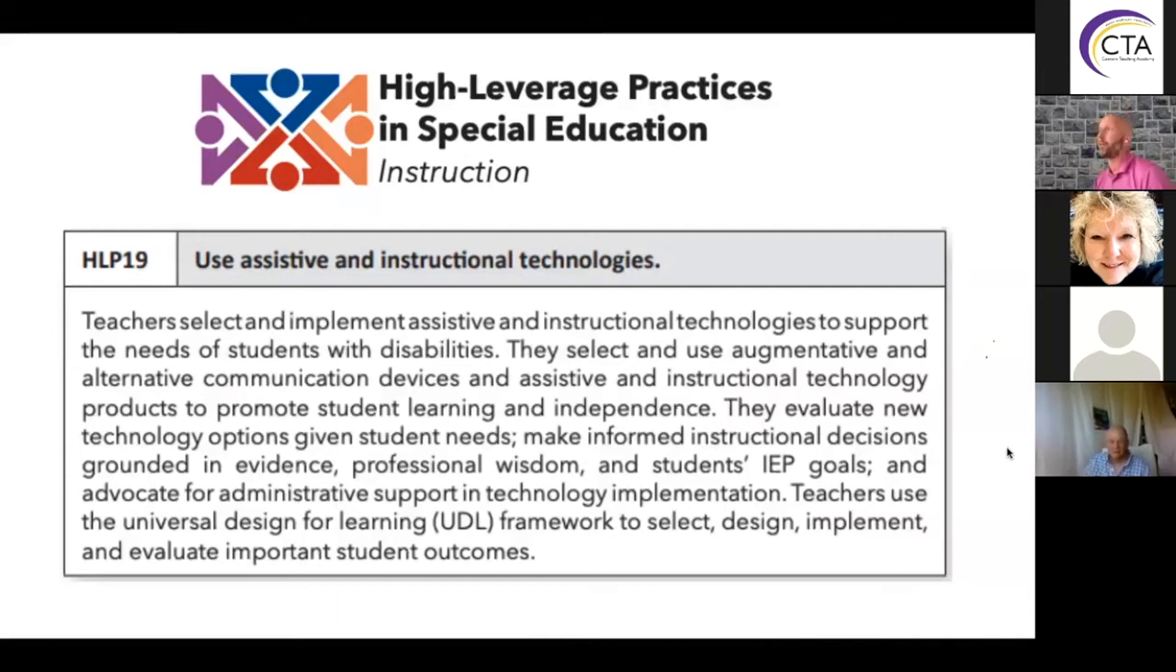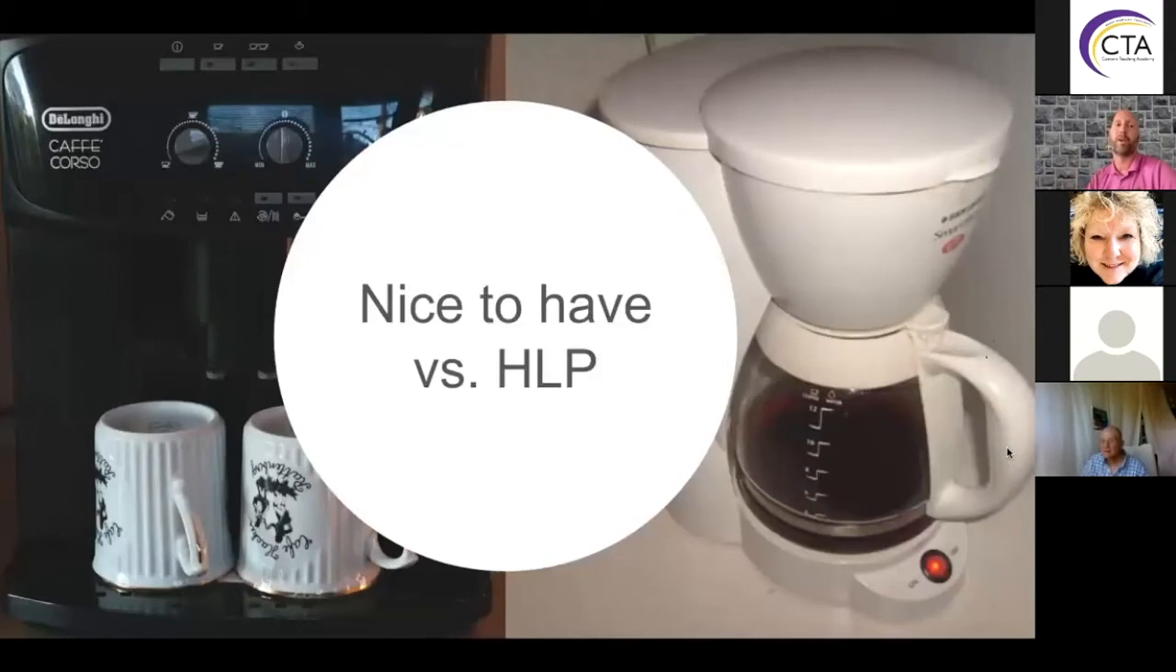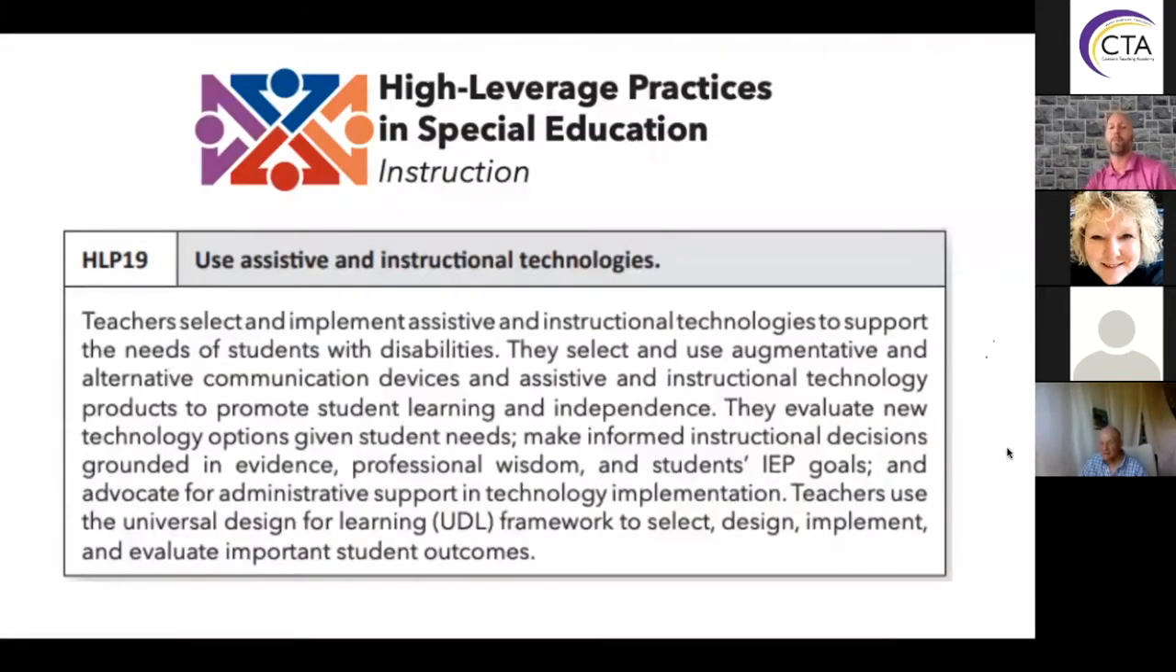There is evidence and research behind it that points to this being a very impactful way to support students with disabilities in your classroom. So if somebody asks you why you're so passionate about this, you can say, well, it's not just a nice to have. It's not just that nice DeLonghi Cafe Corso espresso machine that we have here making our coffee. It is nice to have, but it is also that Black & Decker Mr. Coffee workhorse coffee maker getting us done what we need to do.